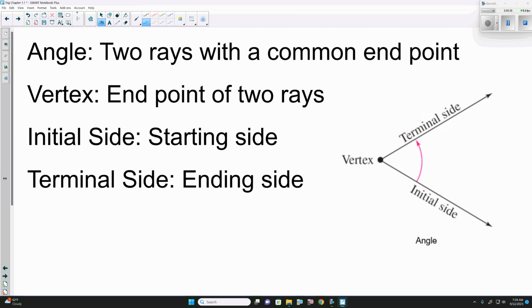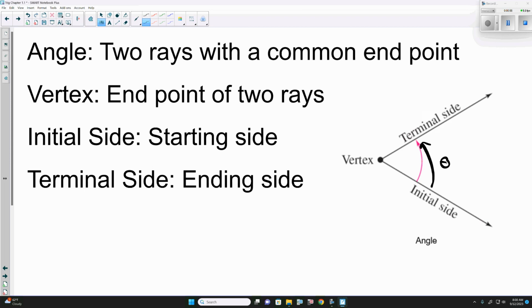First one is an angle. An angle is two rays with a common endpoint. That's just the definition of an angle. A vertex is the endpoint of the two rays. The initial side is the starting side of the angle, and the terminal side is the ending side. Initial and terminal is wherever the angle is considered to start and go to.